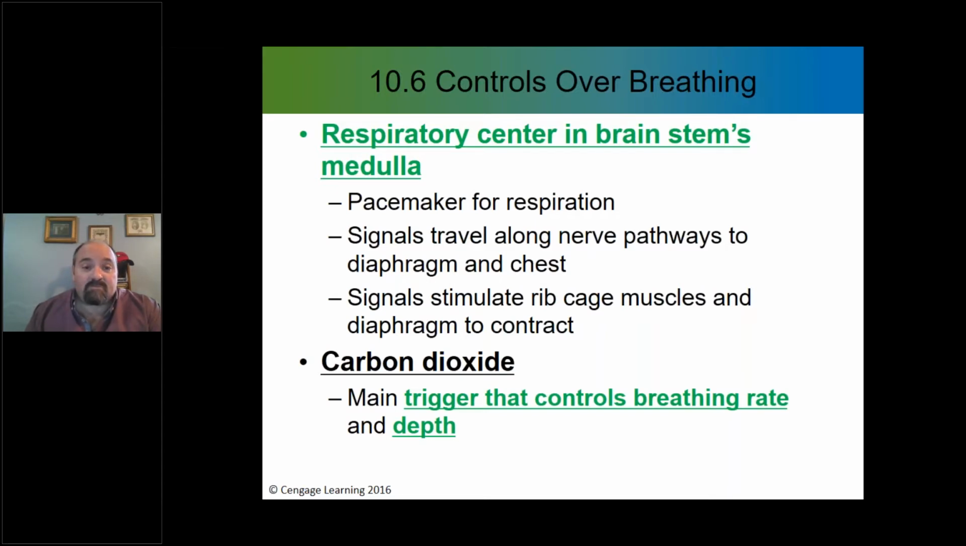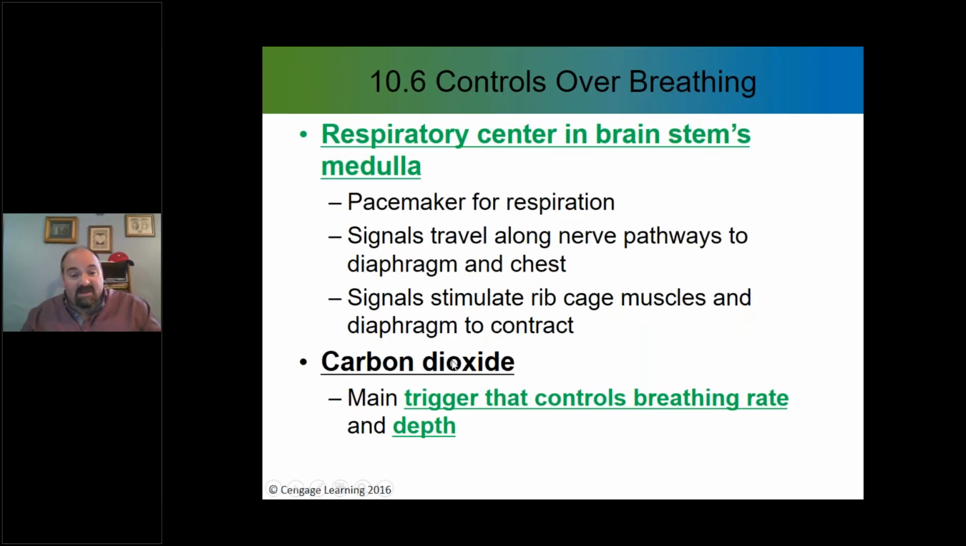Okay? So the respiratory center is in the brainstem's medulla. The medulla oblongata is at the brainstem, and this is the area where your control over breathing, we'd say respiration, your blood pressure, your heart rate, are all vitally controlled by the medulla oblongata, a portion of the brainstem.